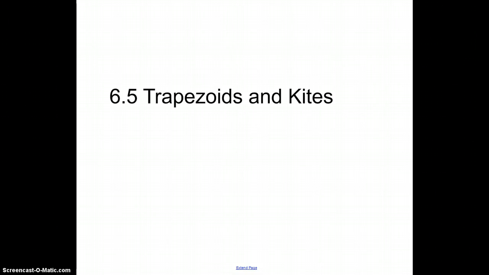In today's section, we are going to focus on trapezoids and kites as far as quadrilaterals that we're going to be worrying about in section 6.5. So let's take a look at some of the basic vocabulary that you're going to need in order to be able to really talk about trapezoids.